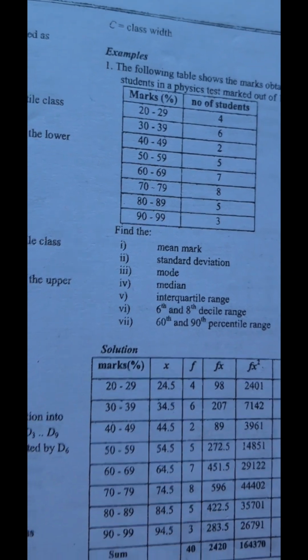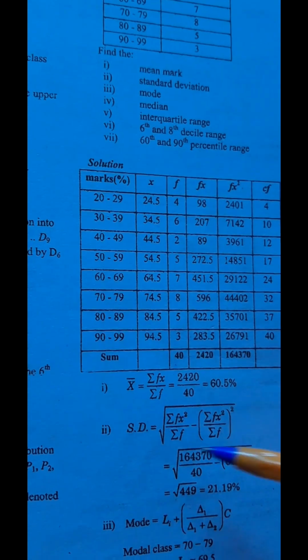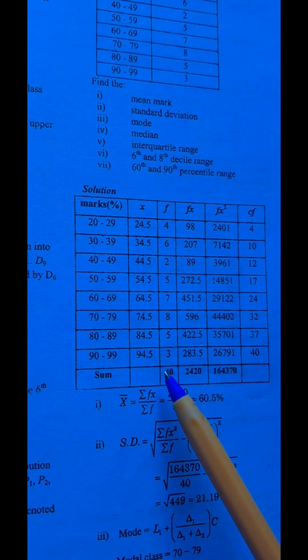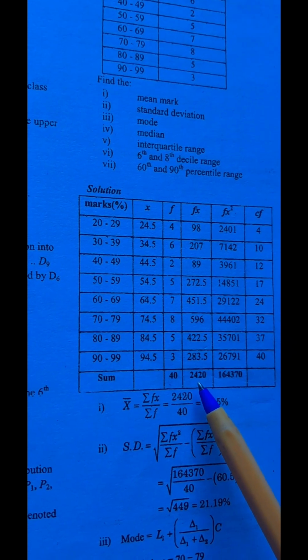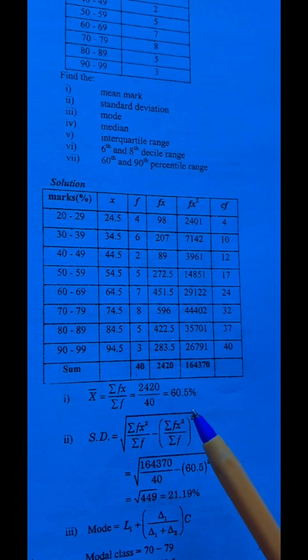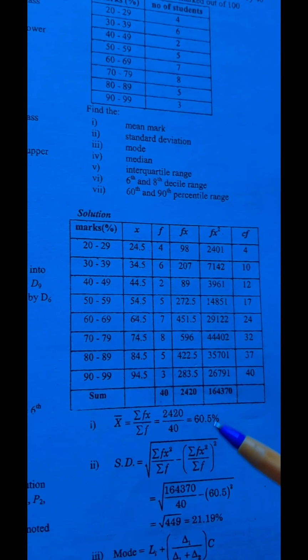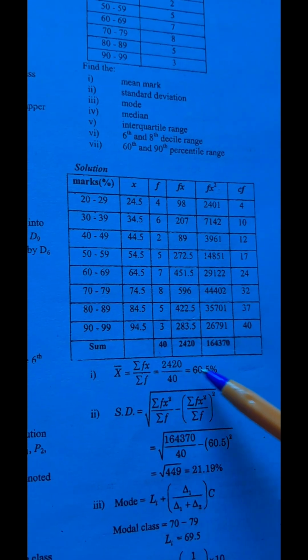two. So as you see, to do this number, you can either draw a table like this one. You draw it and you'll be able to get the summation of f, which is 40, the summation of fx, which is 2420, the summation of fx squared, 164370, and the cf. But now when you want to find the mean, you basically need the summation of fx and f. So this is how you substitute in the formula.